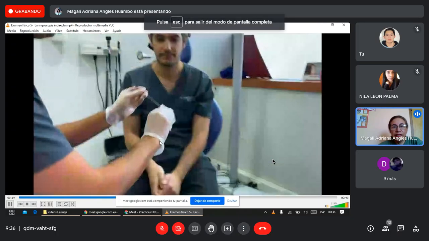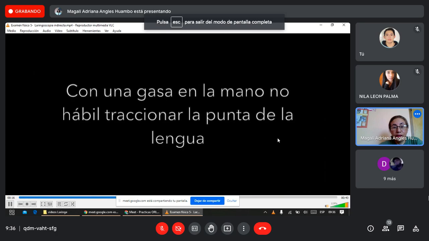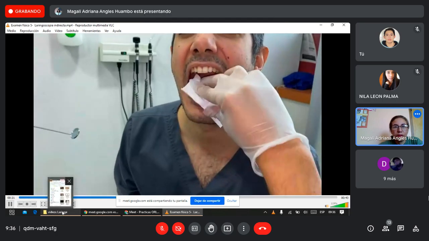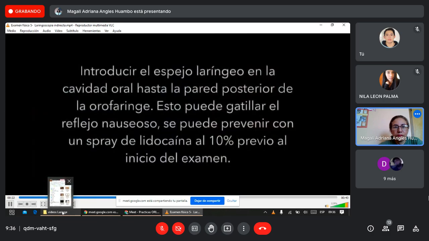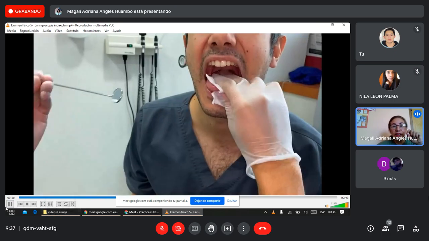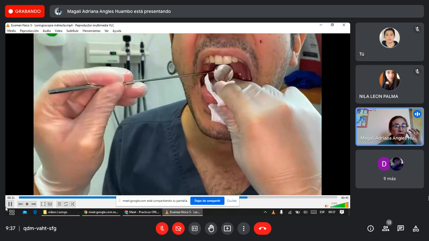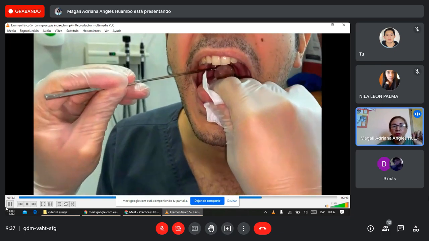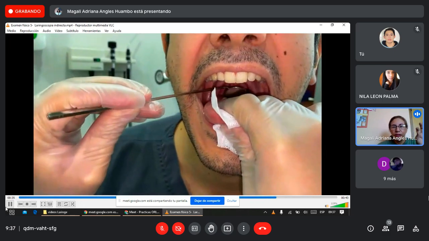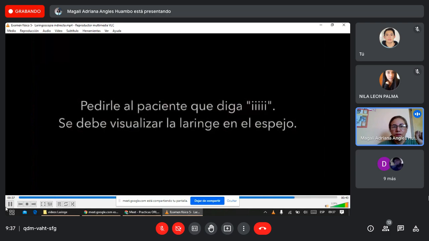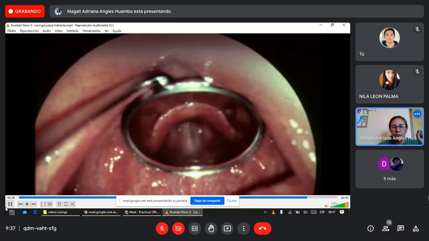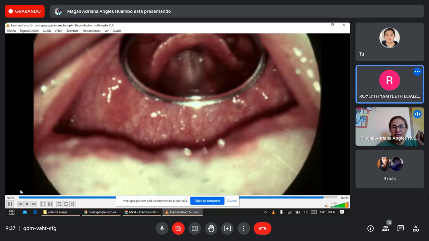Esto es como se hace la laringoscopía indirecta que hablábamos ayer, ¿no es cierto? Entonces, mandamos abrirle la boca, que saque la lengua, agarramos la lengua para que no se nos meta, el espejito. Por cierto, el espejo tiene que estar ligeramente calentado. ¿Por qué, chicos? Para que no se empañe.